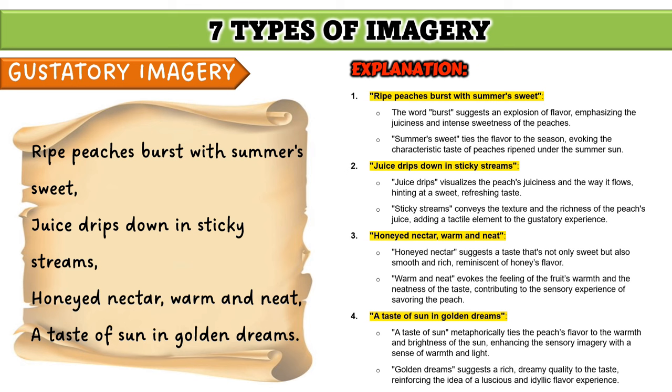A taste of sun in golden dreams. A taste of sun metaphorically ties the peach's flavor to the warmth and brightness of the sun, enhancing the sensory imagery with a sense of warmth and light. Golden dreams suggests a rich, dreamy quality to the taste, reinforcing the idea of a luscious and idyllic flavor experience.